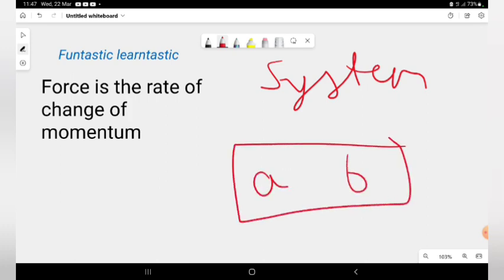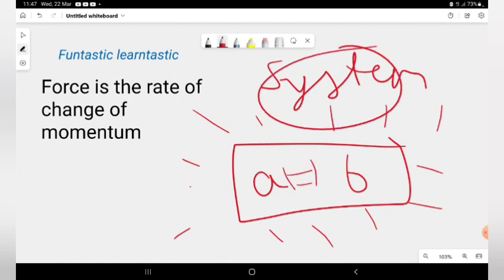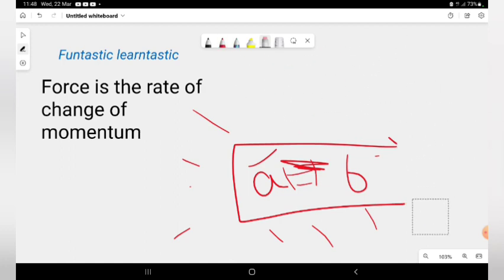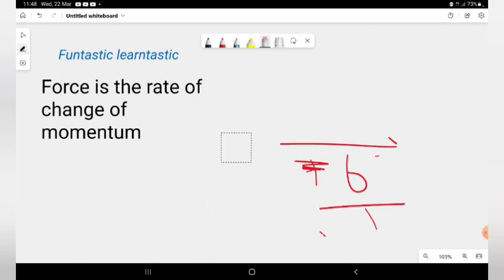So this is all the forces outside. These are the external forces, and all the forces inside. So if there is a system, एक सिस्टम है जिसमें दो बॉडी है, A and B. In that system, the forces between A and B are going to be neglected. Only the external forces are to be taken into consideration.